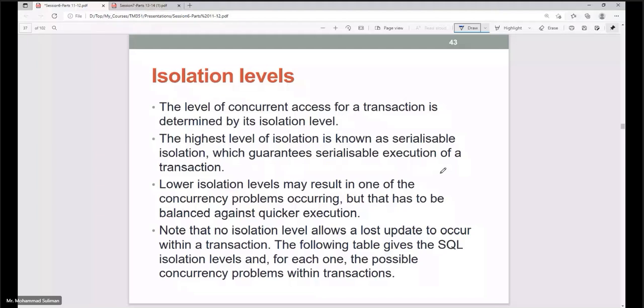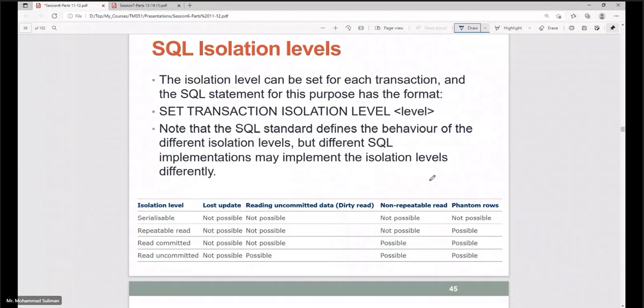So how do we set the isolation level? In SQL, we use this statement: set transaction isolation level to the levels. What are the different levels? Serializable, where the data is completely locked, and the other transaction has to wait till it is open. Or it can be repeatable read. In repeatable read, there is a possibility of reading the data but not making any updates to the data.